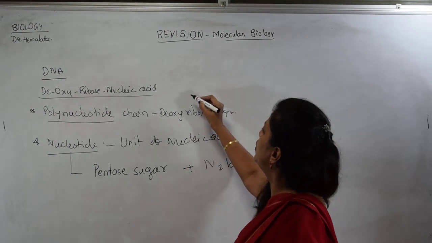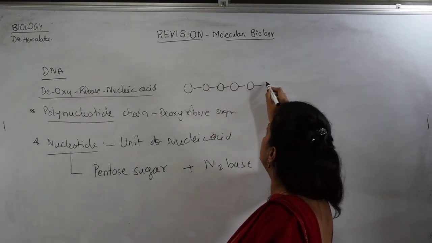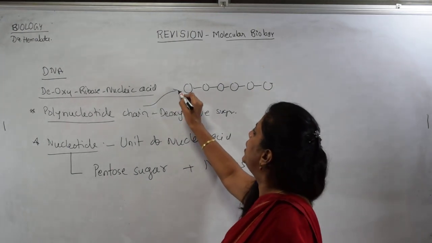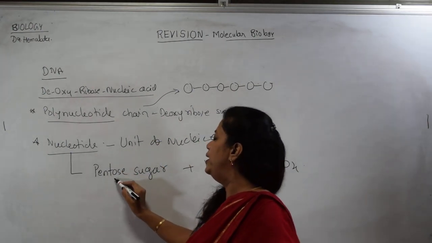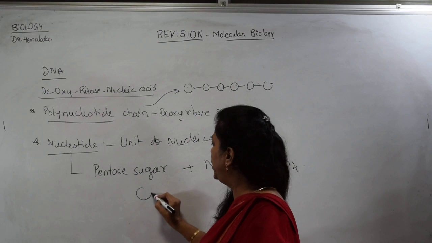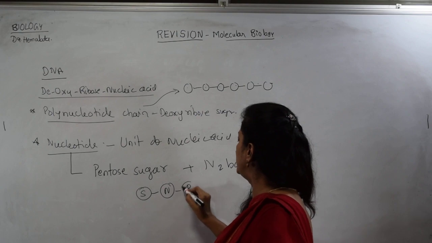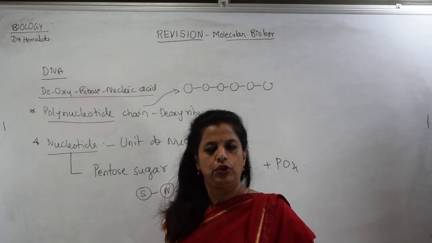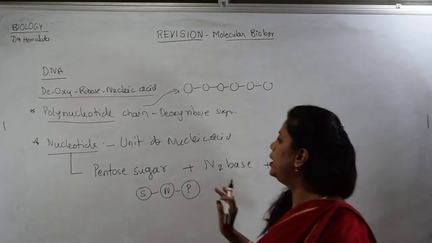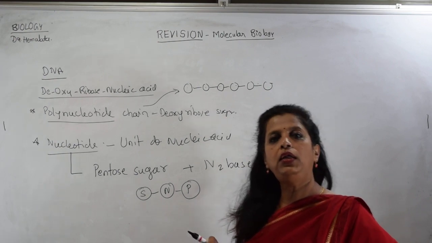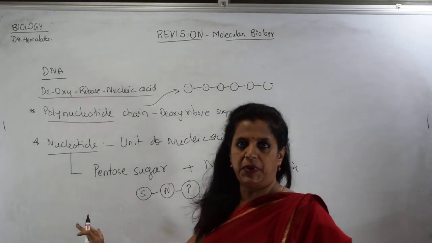I told you, a polynucleotide chain means one nucleotide, one nucleotide, one nucleotide, like that, many nucleotides attached to each other. This is a polynucleotide chain. This is nucleotide 1, 2, 3, 4, 5. Then what is a nucleotide? It consists of three units. One is a pentose sugar. One is a nitrogen base. Another one is the phosphate group. Pentose sugar, nitrogen base, and a phosphate group, we call it a nucleotide, one unit of nucleic acid.